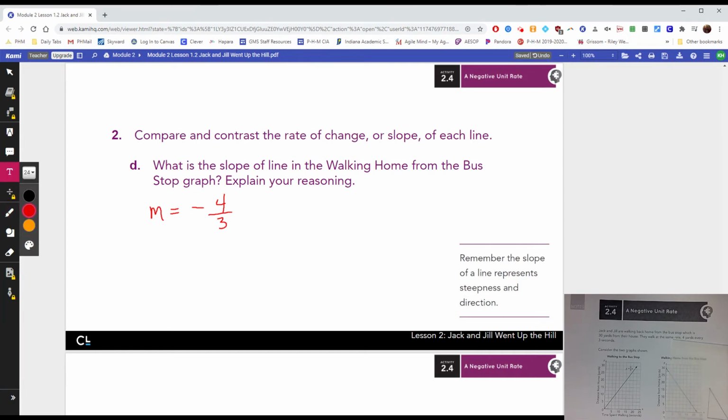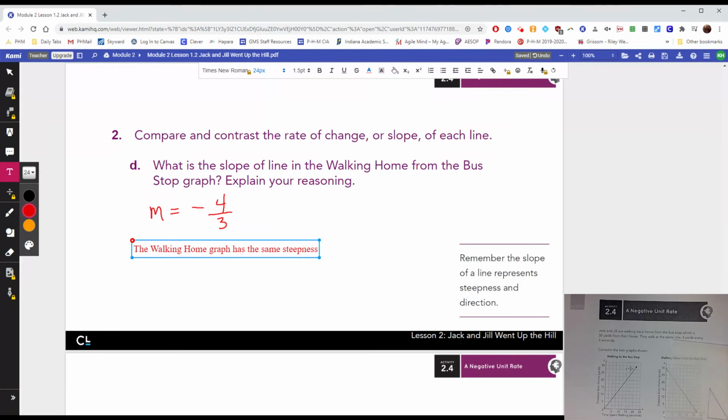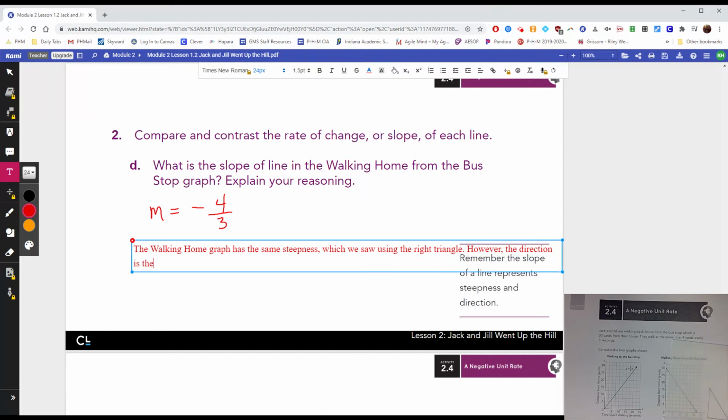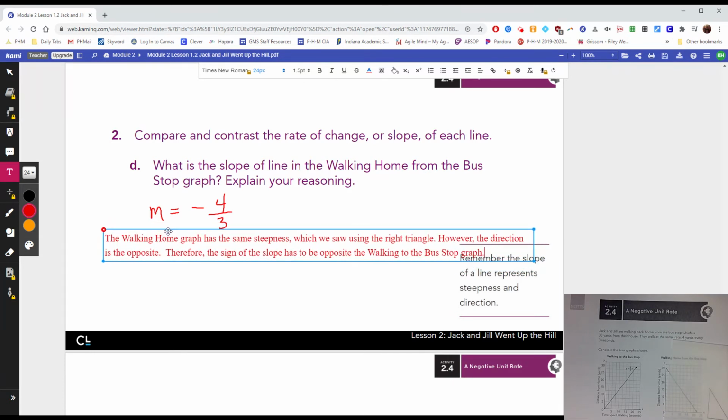And I'm going to explain that in words again. Like I said, the walking home graph has the same steepness, which we saw using the right triangle. However, the direction is the opposite. So therefore, the sign of the slope has to be opposite the walking to the bus stop graph.